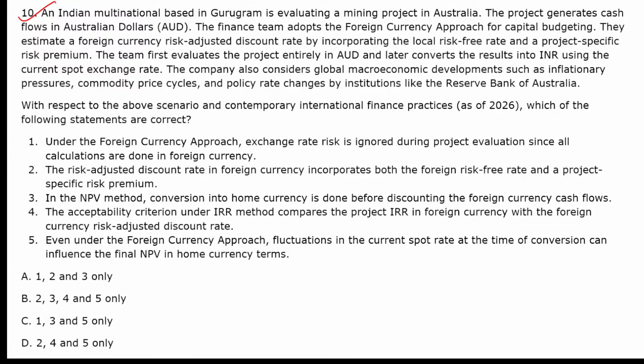Under FCA, exchange rate risk is ignored during project evaluation since all calculations are done in foreign currency.